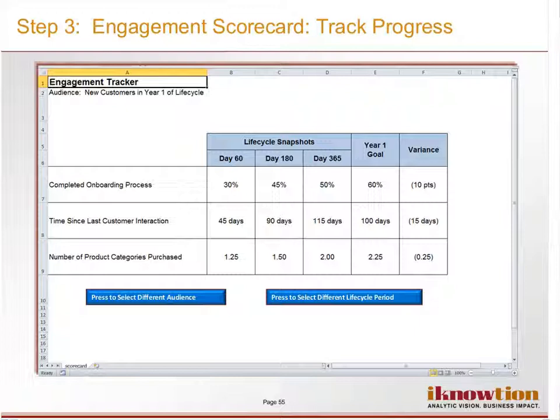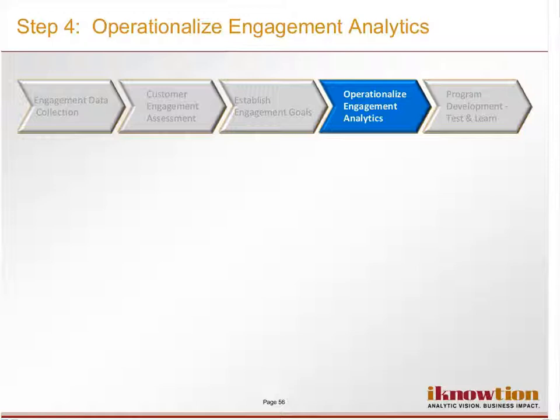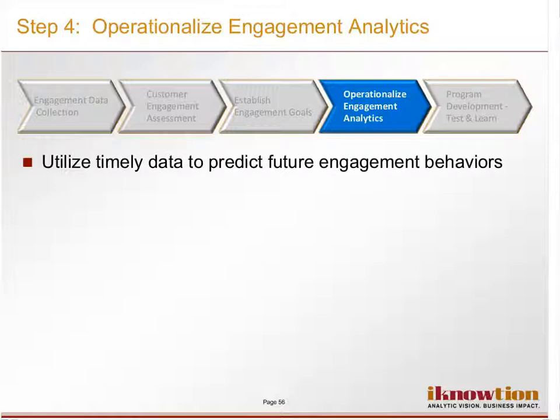The engagement tracker also allows you to get a very early and ongoing view into progress made or possibly not made towards your new customer engagement goals. But by doing this, it provides your business adequate time to course correct and then try alternative engagement building programs if they're necessary. Step 4 is about operationalizing the engagement analytics. In this step, you want to utilize timely data to predict future engagement behaviors.